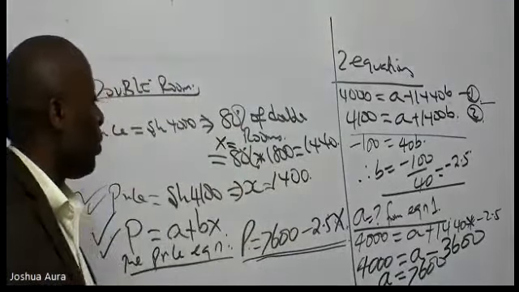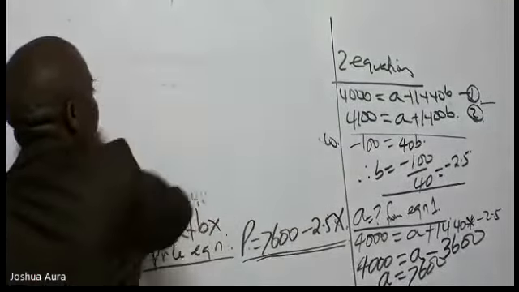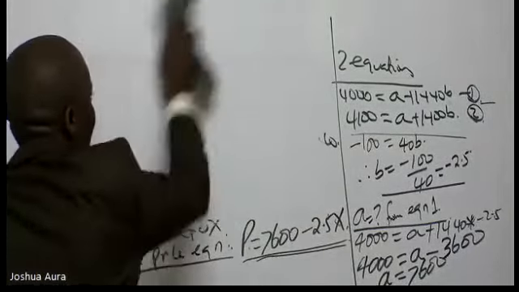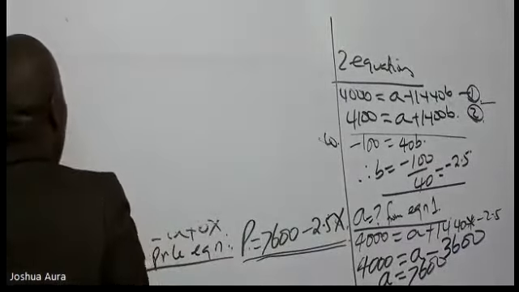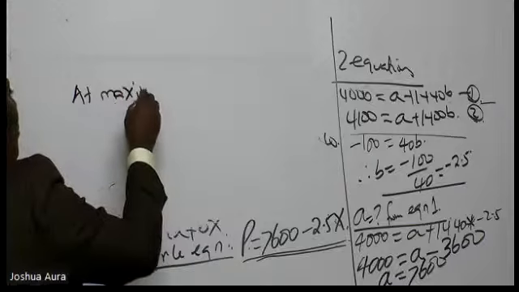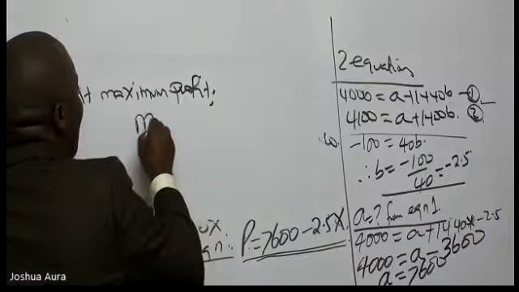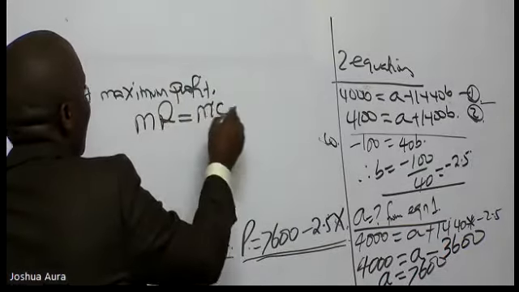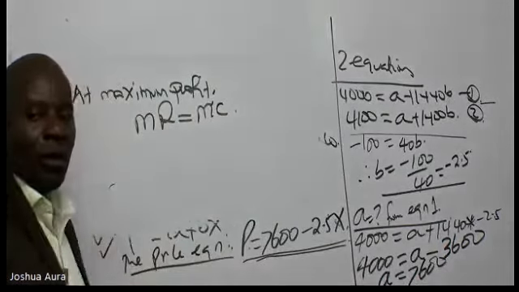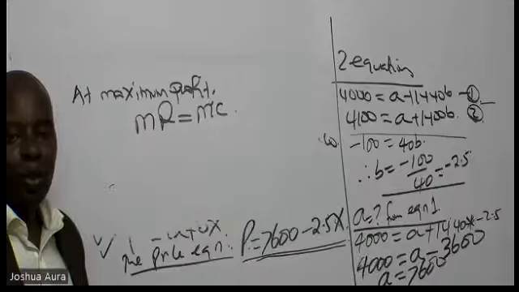I don't know whether there's anybody who is able to remember this concept. But at maximum profit, very easy, at maximum profit, marginal revenue equals marginal cost. At maximum profit, marginal revenue equals marginal cost.